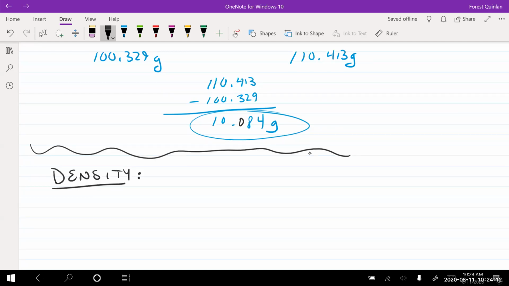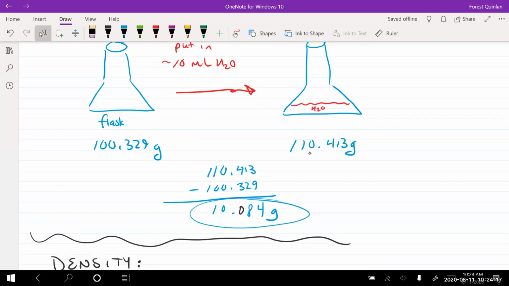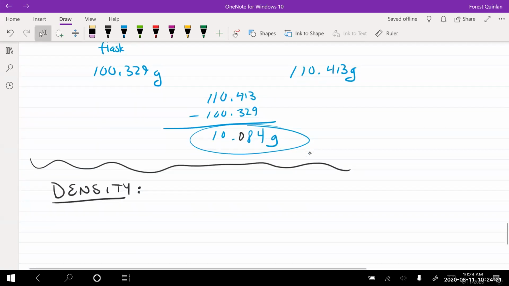All right, density. I lied. Can you scroll up just a little again? Okay. So what is density?